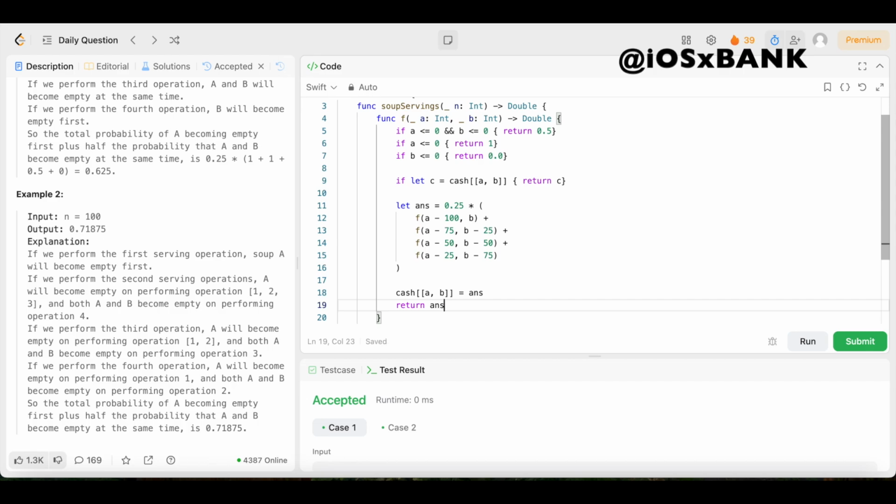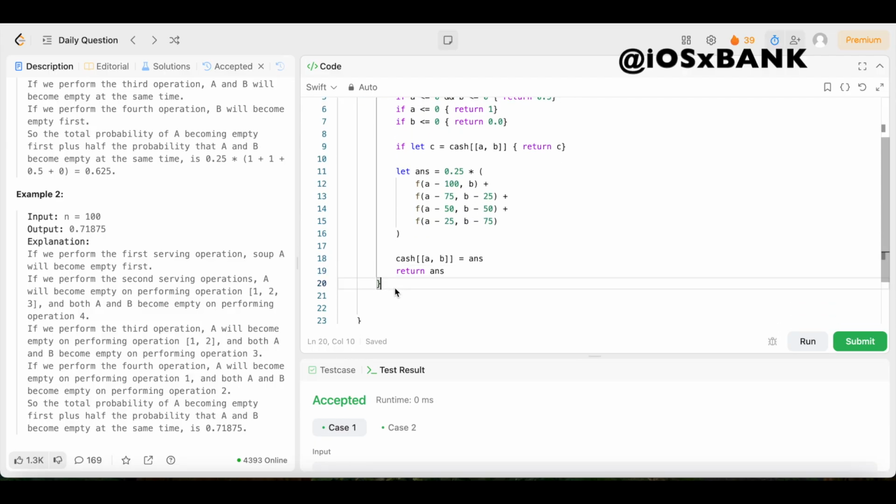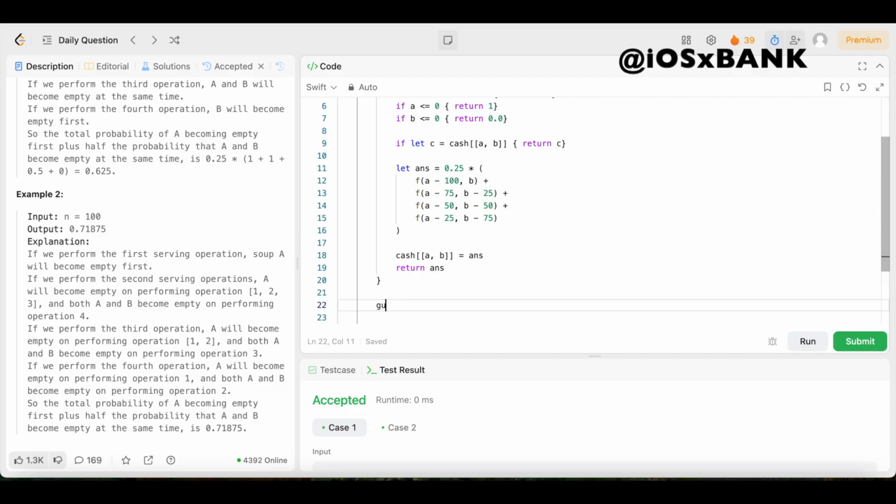Now for optimization, for large data sets where n is greater than 5,000, the probability approaches 1 due to the high likelihood of soup A emptying first. So we're going to handle that by coming underneath this, and we're going to say guard n is less than 5,000, else just return 1. Boom. Not done yet, but we're getting there.